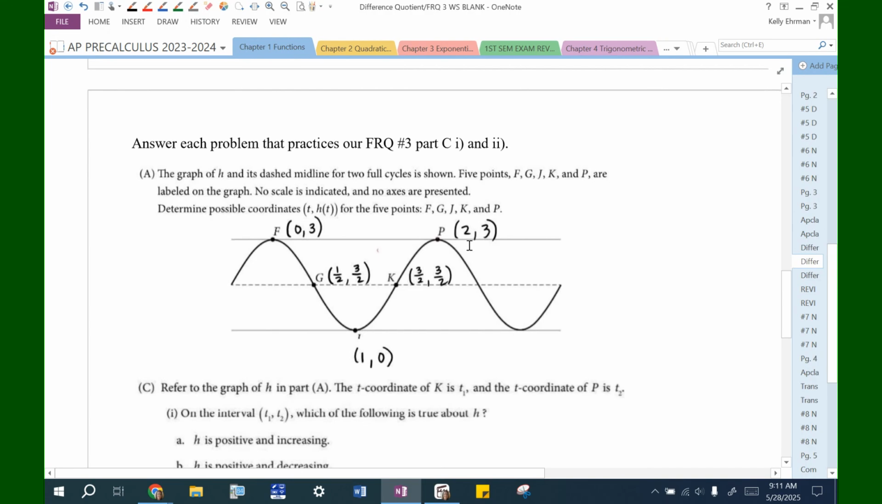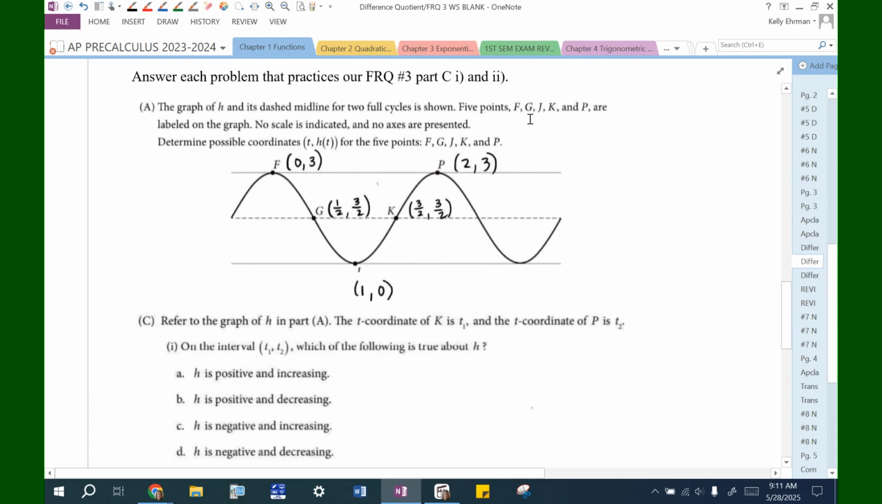We will have a lot of time to review at the end of the year, but I just wanted to make sure that we saw this nice and early, because some of the parts of these questions are quite easy to do. All right, so this is free response question number 3 out of 4, and this is part C, parts I and II. So part A, we will be responsible for putting these numbers in, but let's say we've already figured out what these numbers are. So the graph of H and its dashed midline for 2 full cycles are shown.